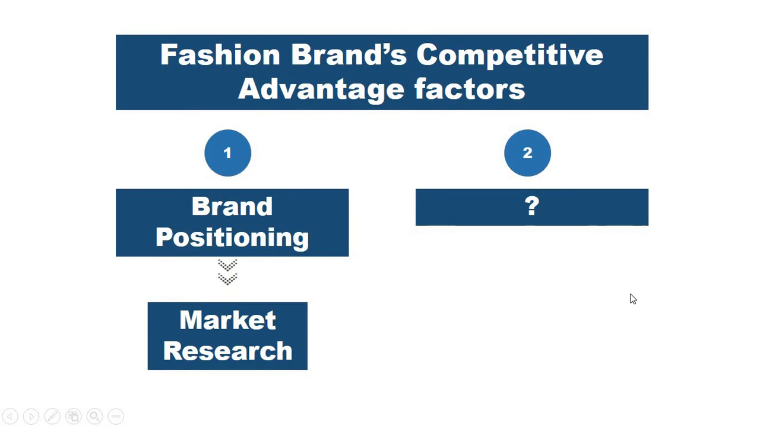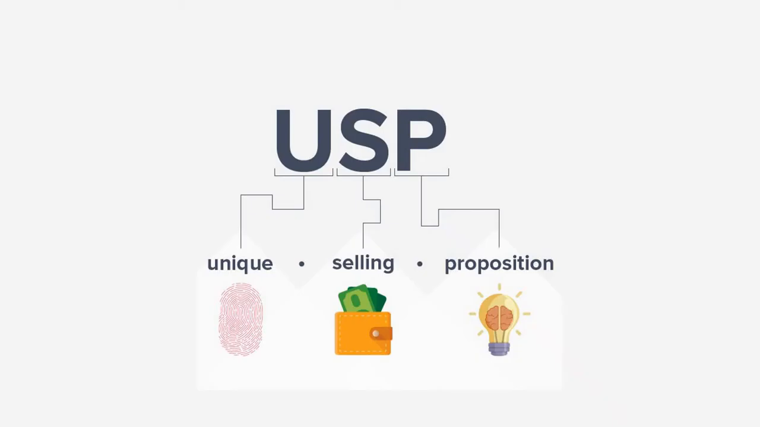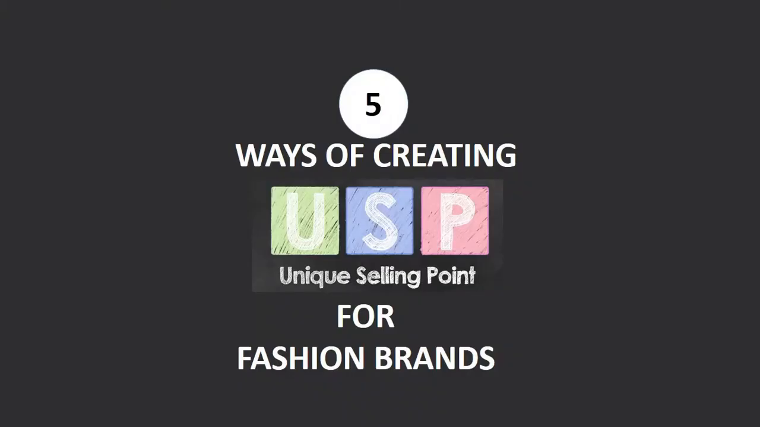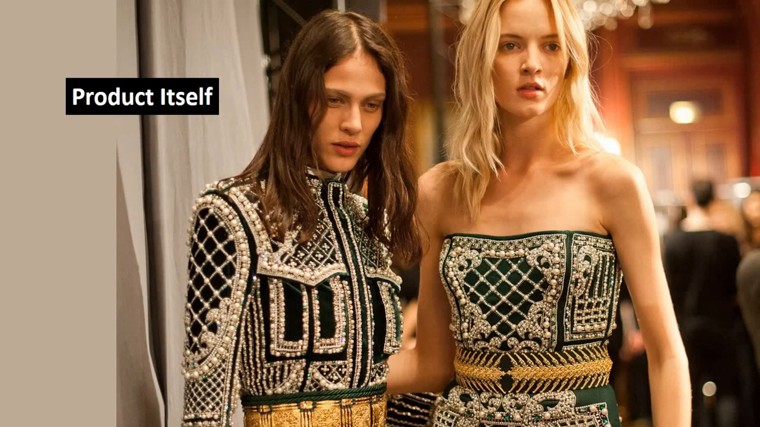So let's discover the other one, that is called USP or unique selling proposition. The elements that make the brand stand out or appear better than the competition are called USP or unique selling proposition. Now the question is how to create a USP for a fashion brand. So let's discuss 5 ways of creating one. The first is the product itself. If your product is unique, desirable, that creates a USP for your brand positioning.